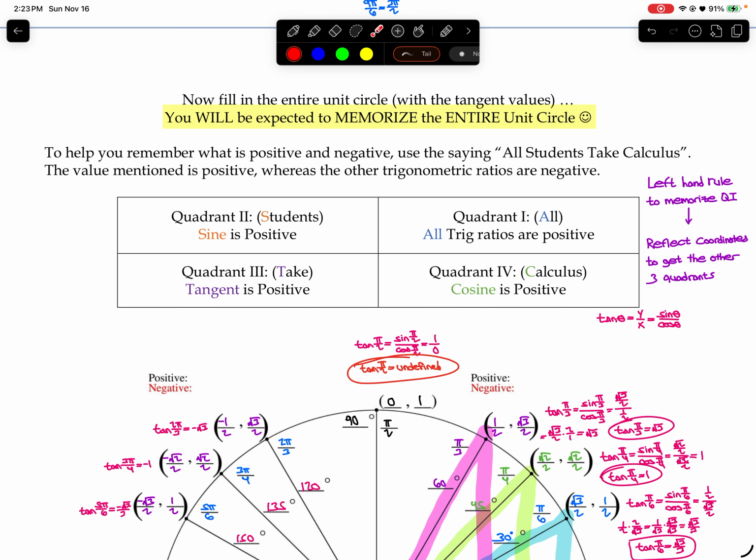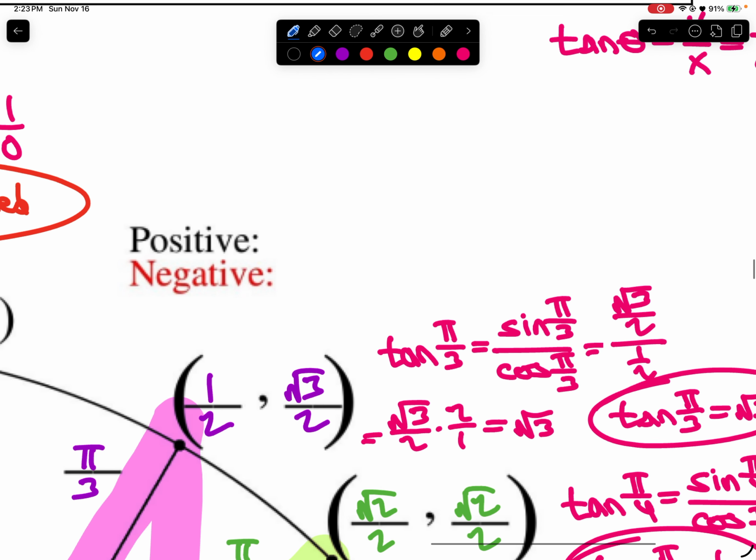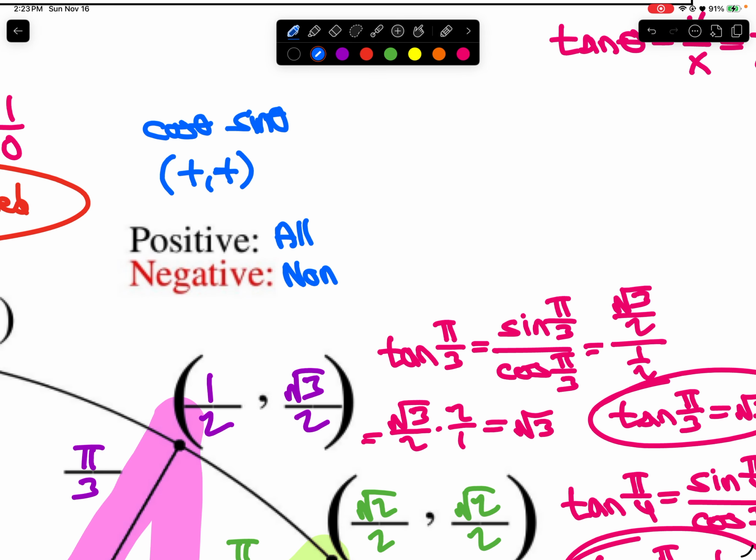It helps you understand which values are positive and negative in the quadrants. So in the first quadrant, we have a positive. So cosine of theta is positive and sine of theta is also positive, which means if I do tangent of y over x, that means tangent's also positive. So everything is positive, nothing is negative in quadrant 1.